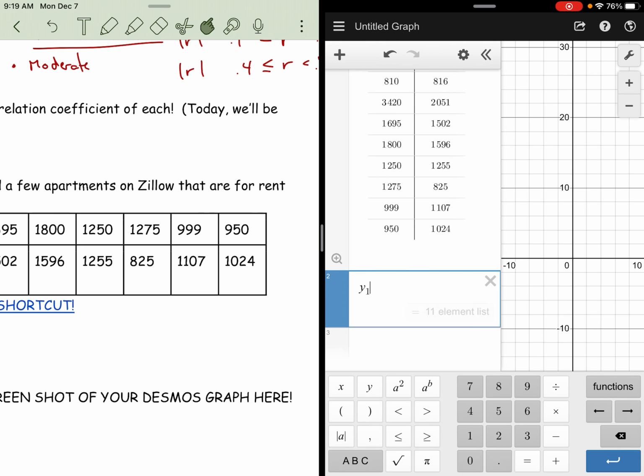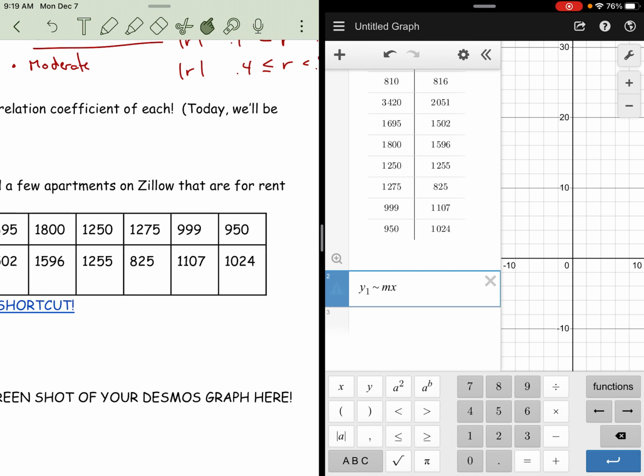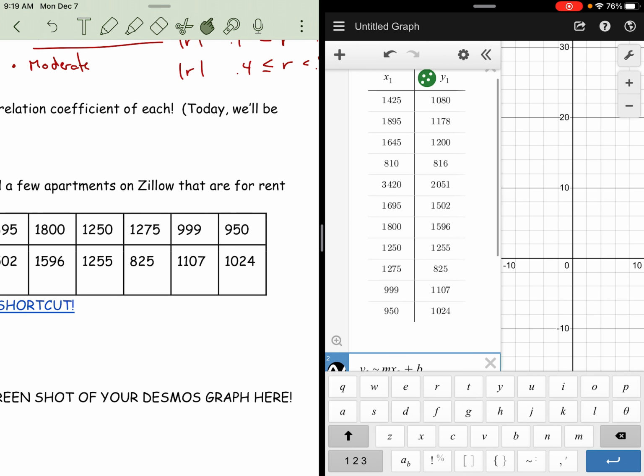Oh, it's not equals. I'm sorry. It's about is what we're going to use. So this little symbol here, I was wondering why it keeps canceling it out. I hope this works. x1, there we go, plus b. So it shouldn't get rid of your data. Okay. So now there's our formula. That's y equals mx plus b, which we know is slope-intercept.